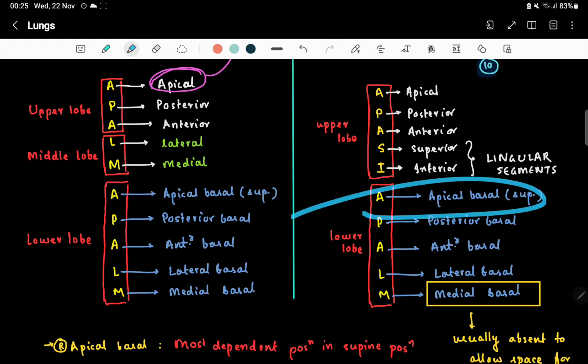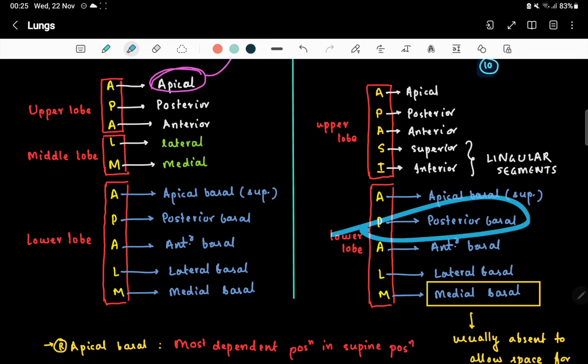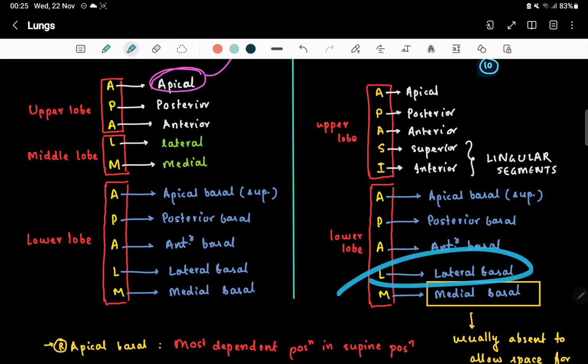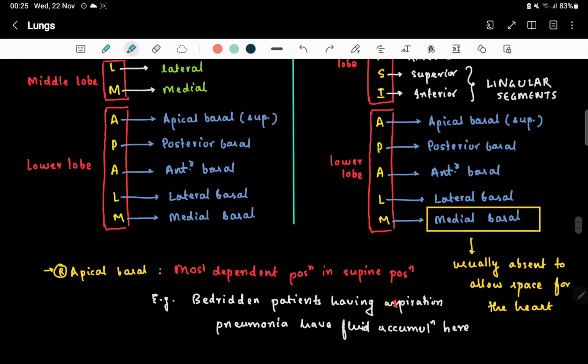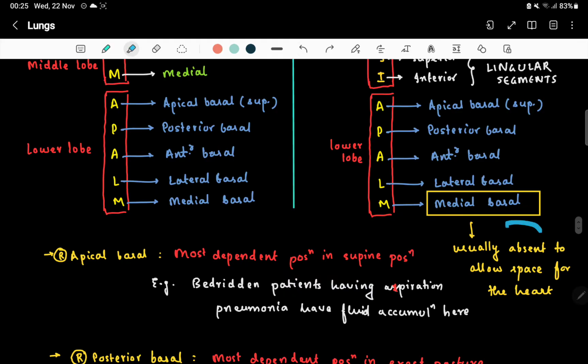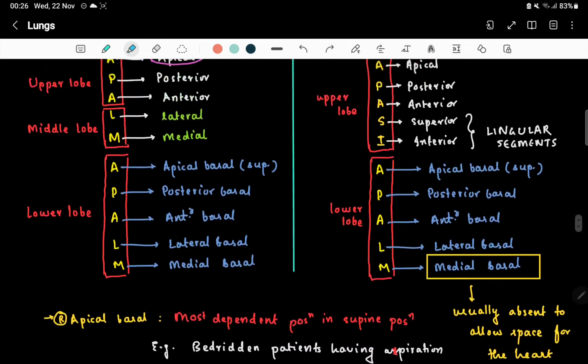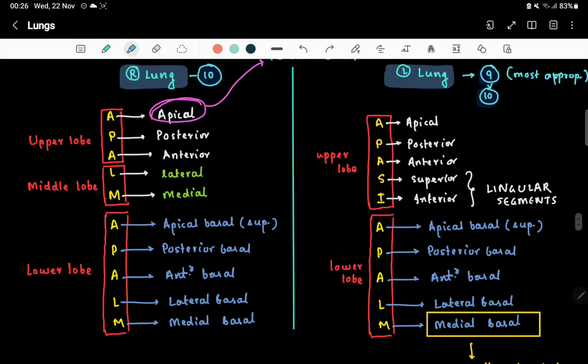The lower lobe has APALM segments. A is for apical basal, P is for posterior basal, again A is for anterior basal, L is for lateral basal, M is for medial basal. So apical basal, posterior basal, anterior basal, lateral basal, and then medial basal. This medial basal segment is usually absent to allow space for the heart. So we can say we have 9 segments. Understood?